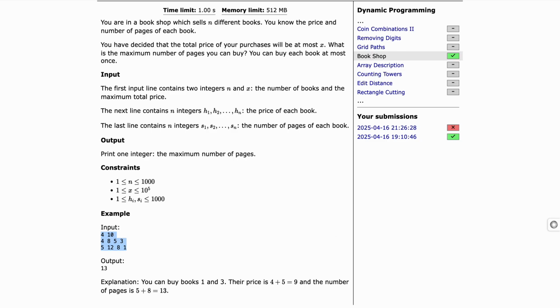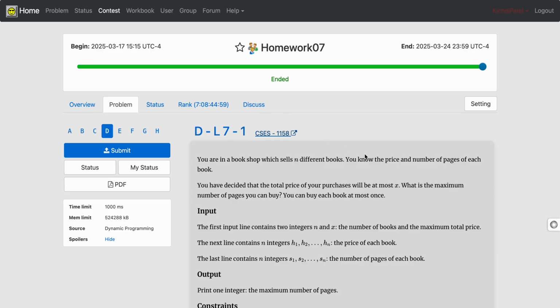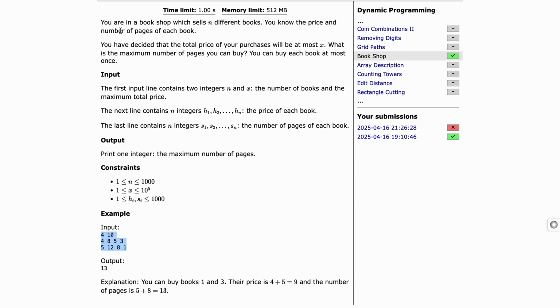So we're looking at the problem in homework 7, problem D. The problem is you're in a bookshop which sells n different types of books. You know the price and number of pages of each book. You've decided that the total price of your purchases will be at most X. What is the maximum number of pages you could buy? That's what we're trying to find. You can buy each book at most once.